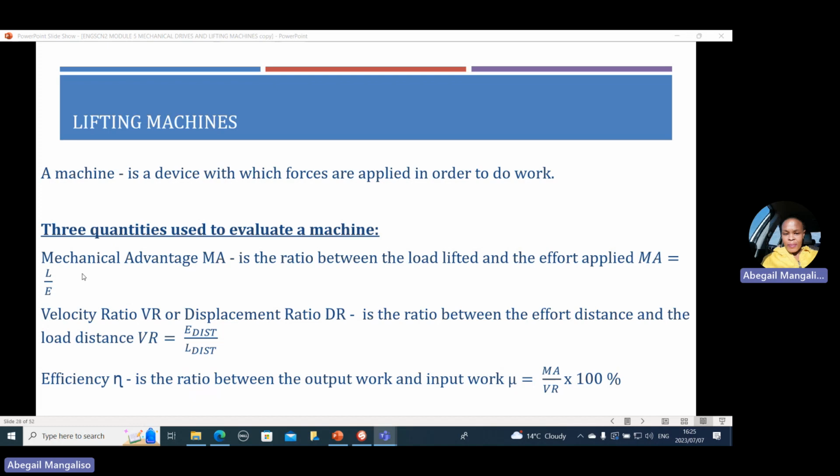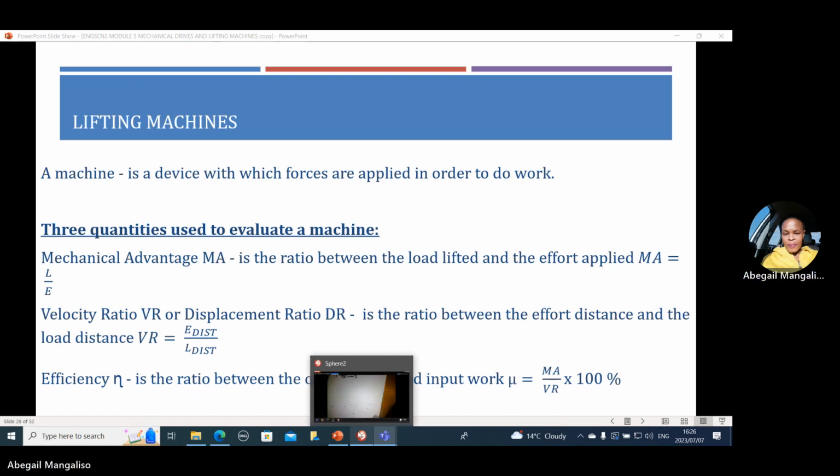Between the load and the effort, effort is the minimum force you put in, so it will be the input work. And the load is what you achieve after you've applied an effort, so the load will be the output. Let's just look at this because the formula might not make sense. The definition is talking about the output work and the input work, but the formula has mechanical advantage. Let me just show you how to get to this formula.